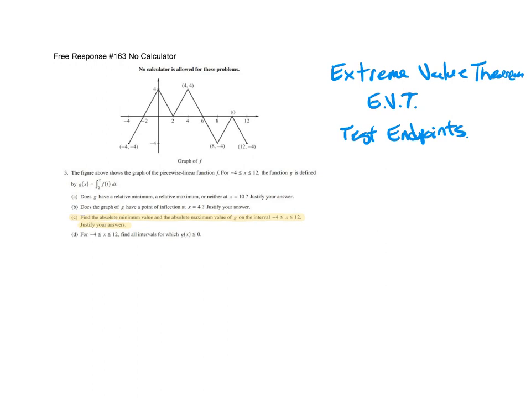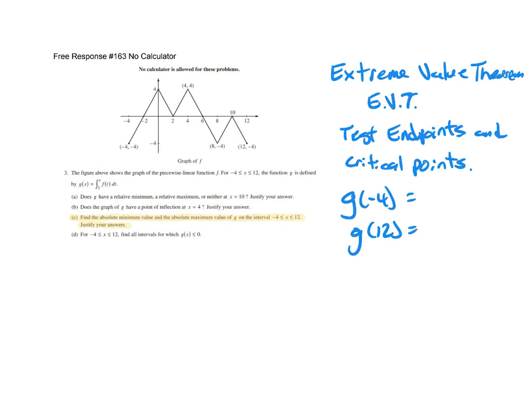Okay, endpoints and critical points. So we already know our endpoints. I should say and critical points here. Sorry, I say stuff and I don't write it. So test endpoints and critical points. Okay, so I need to do G of -4 and G of 12. Those are my endpoints. I've got to figure out what those values are, and then we have to figure out if we have any critical points.